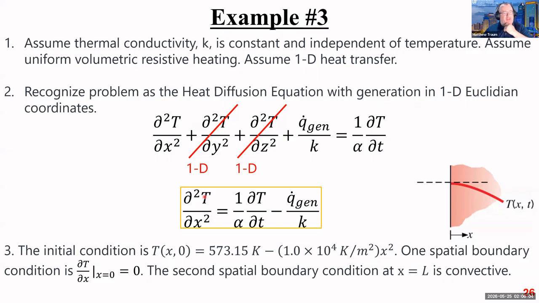And I'm left with just the one-dimensional heat diffusion equation, right? So the second derivative of temperature with respect to x squared is equal to 1 over alpha times the time derivative of temperature, and then minus q gen over k. That comes from dividing everything through by k.